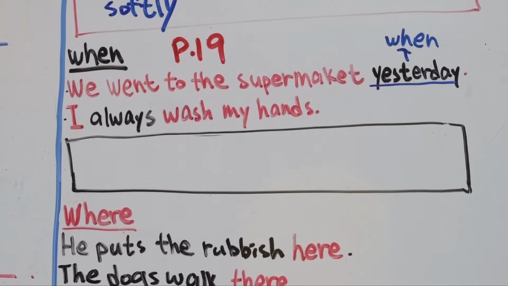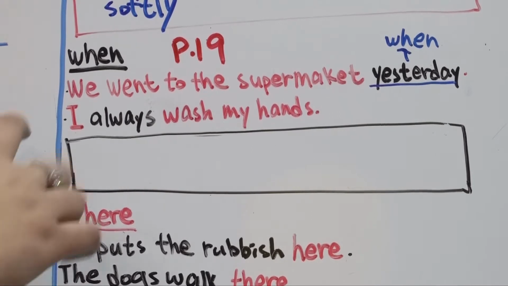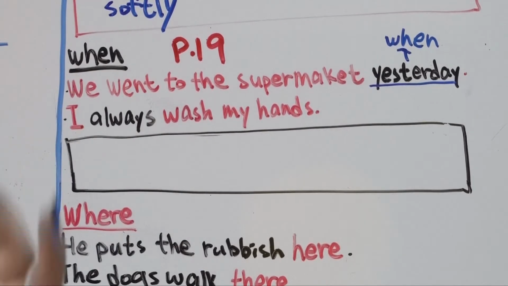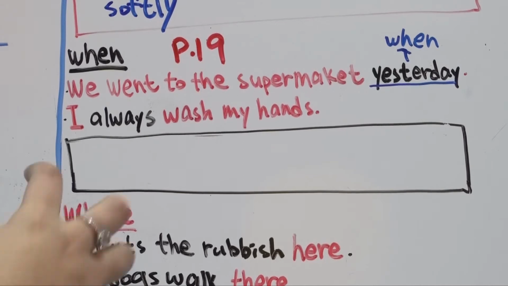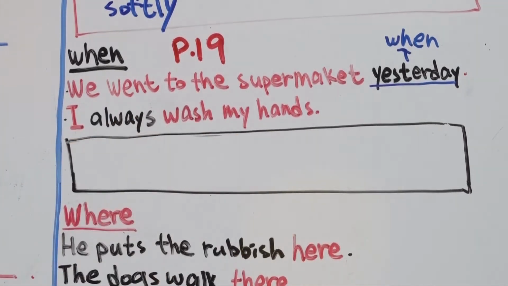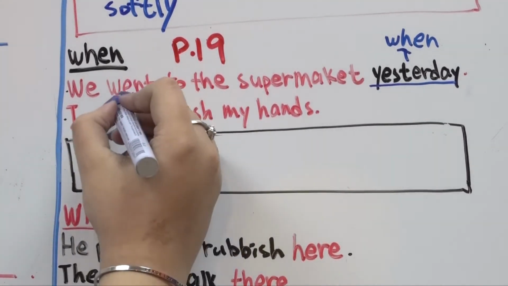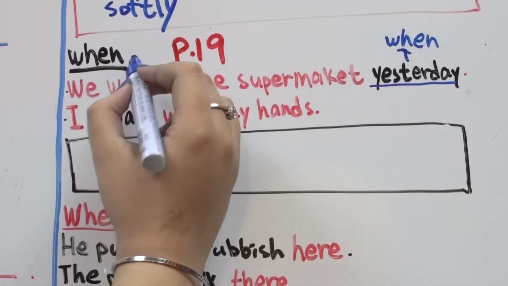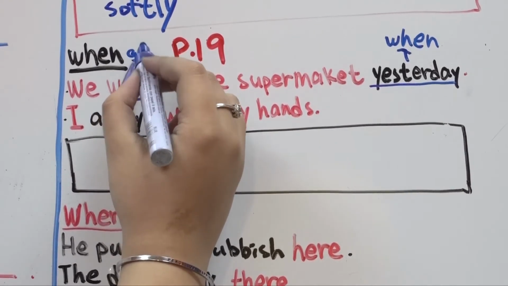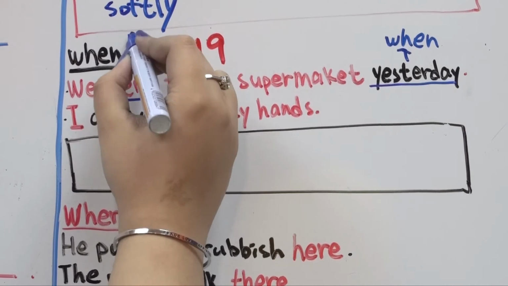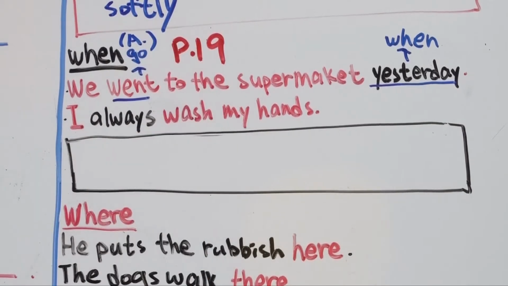When. Which one is the action here? Do you know? We went to the supermarket yesterday. The subject we did the action, right? So went is the action. Went is the past tense of go. All right, so that is an action. Okay.